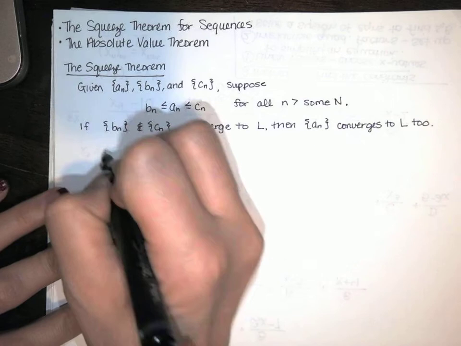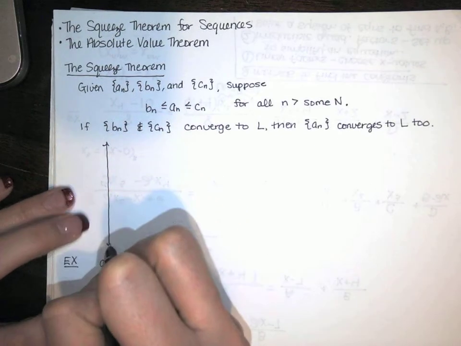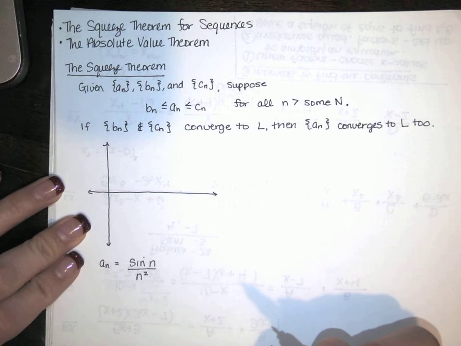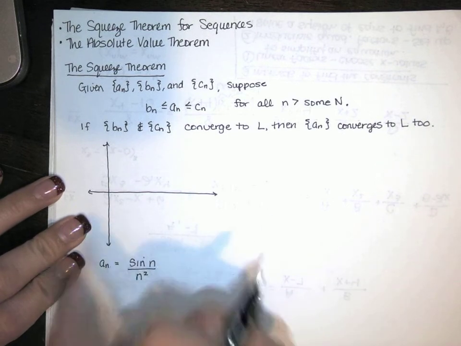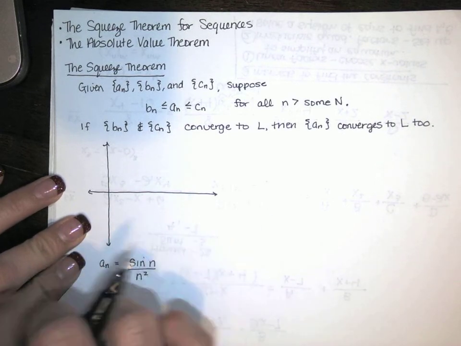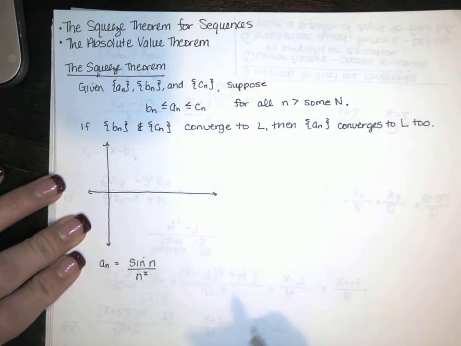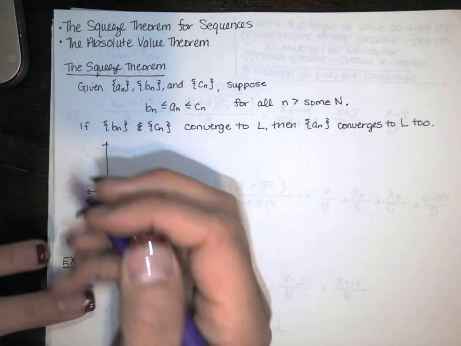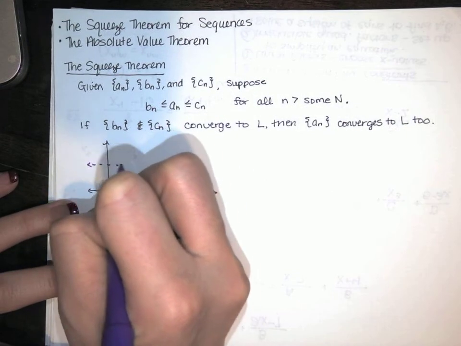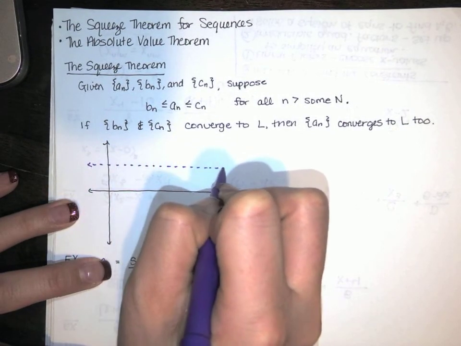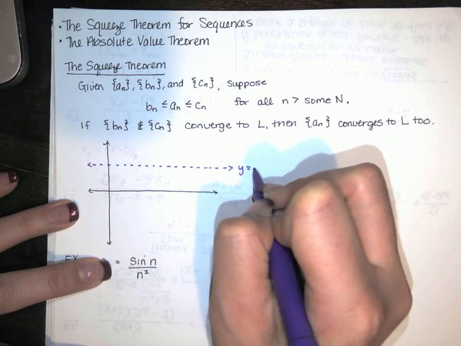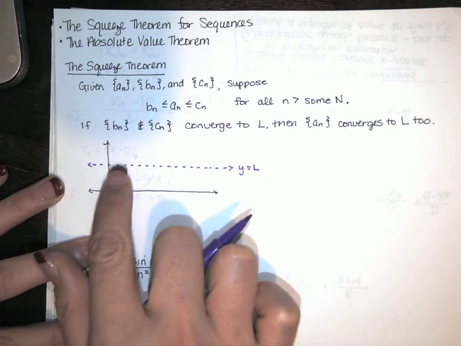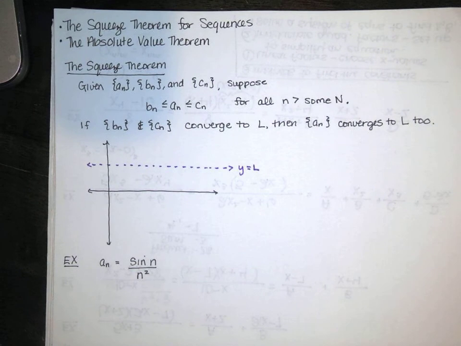So let's look at some pictures. This is a natural generalization of the squeeze theorem that you learned in Calculus 1. In Calculus 1, though, we were evaluating a limit as x approached a particular value. Here we're letting n go to infinity whenever we're talking about convergence of sequences. So let's say that this is the line y equals L. And B sub n and C sub n both approach L as n goes to infinity.